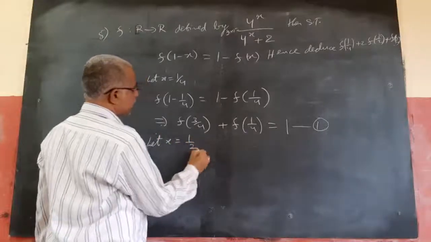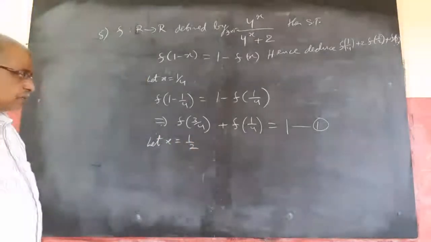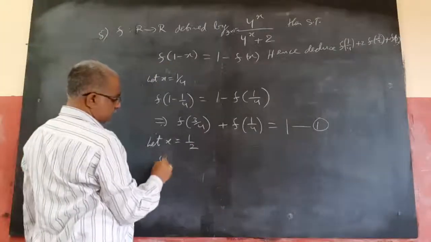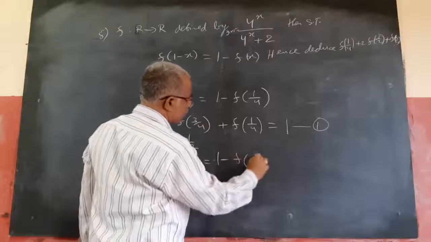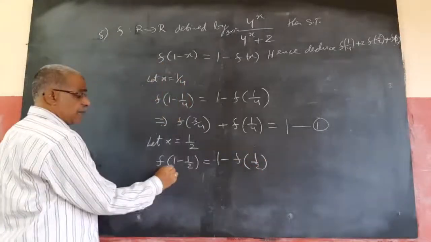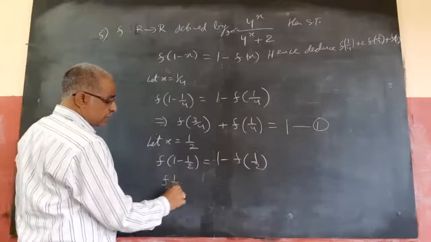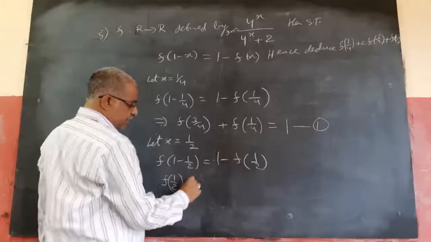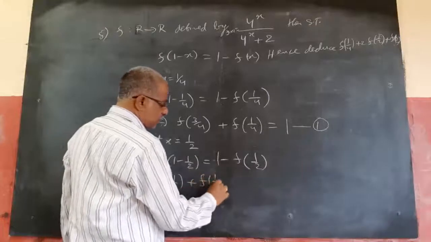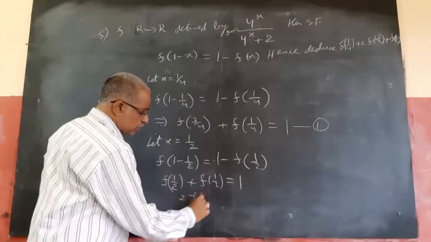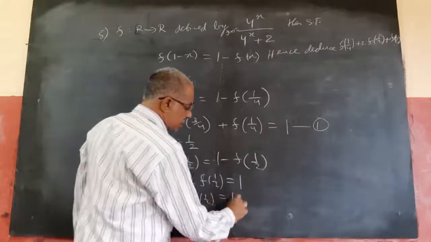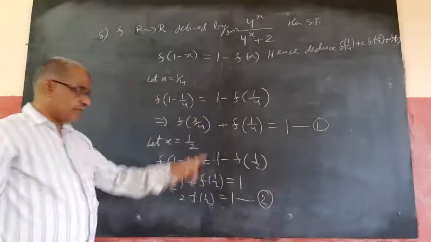This time let x equal 1/2. Then f(1 - 1/2) = 1 - f(1/2). 1 - 1/2 is 1/2, and the minus f(1/2) comes to this side as plus f(1/2), so f(1/2) + f(1/2) = 1, which means 2 f(1/2) = 1. This is equation 2.